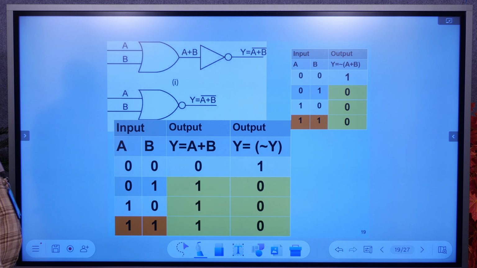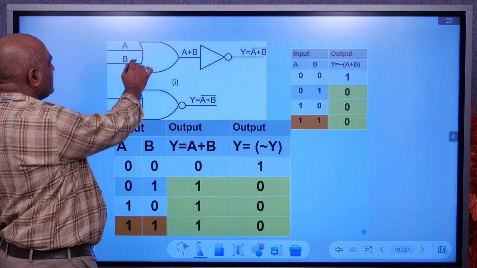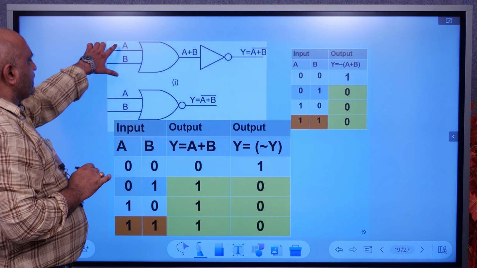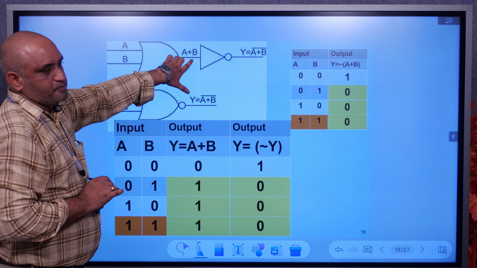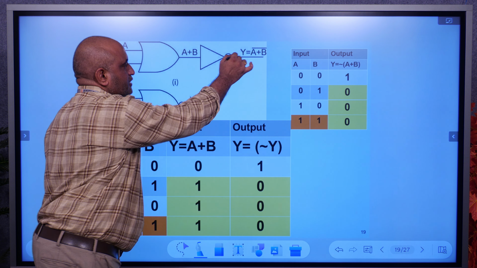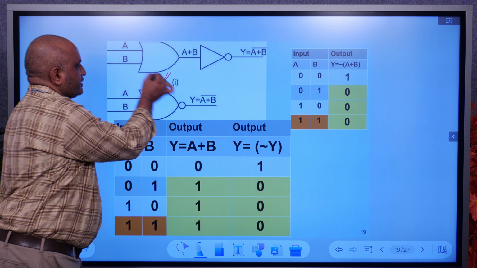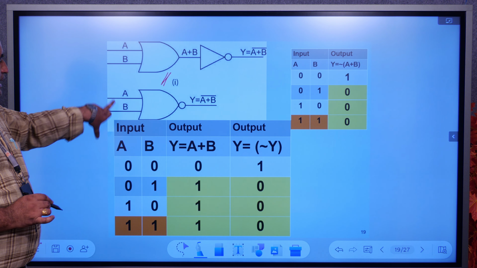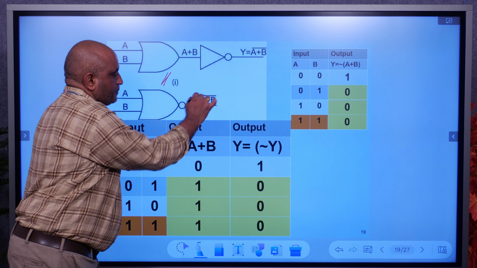These are the symbols. Okay, suppose you consider the OR gate: the inputs are A and B, and the output is A plus B. When the NOT bubble symbol is connected, Y equals (A plus B) bar. In total, simply, both inputs A and B are connected to the NOR gate, which is nothing but Y equal to (A plus B) bar.